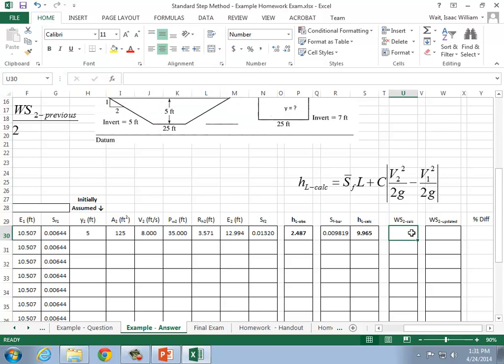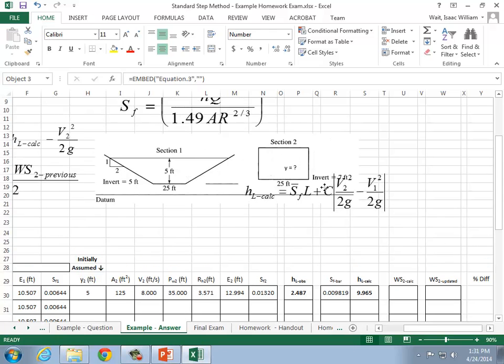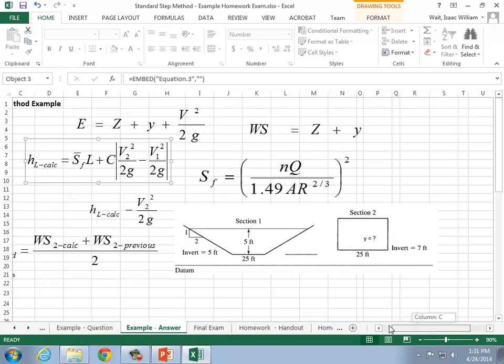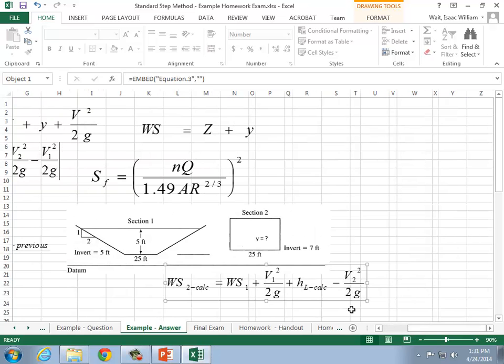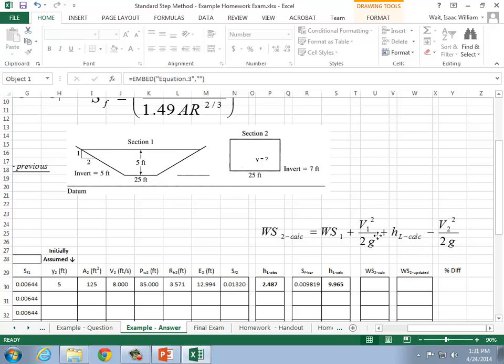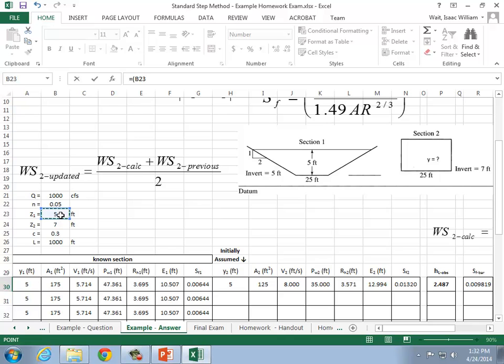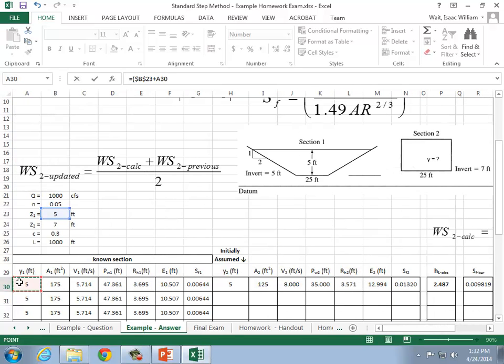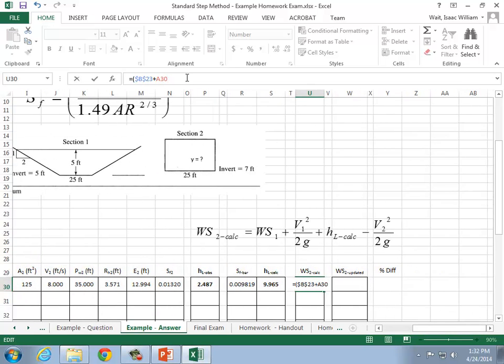So let's resume this. We need to now calculate the water surface at 2. And the formula I'm going to use for that is going to start with the water surface at 1. And remember, the definition of water surface is the Z and the depth. So I'll just combine those two together. So it's the Z1, anchoring that, plus the depth at 1. Okay, so that gives me the water surface at 1.